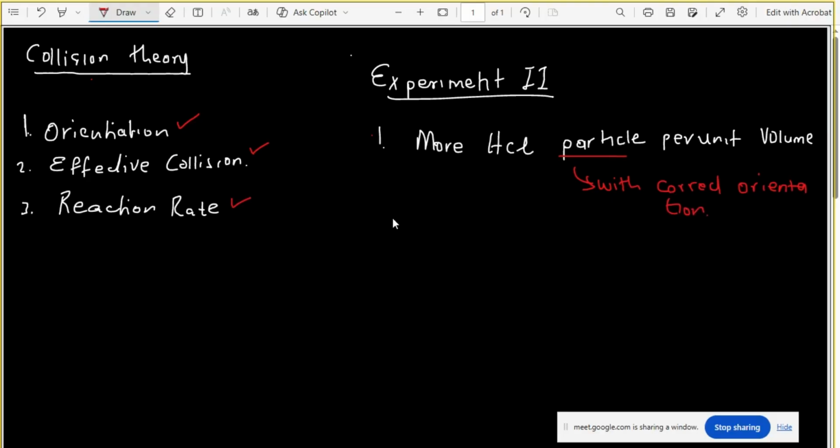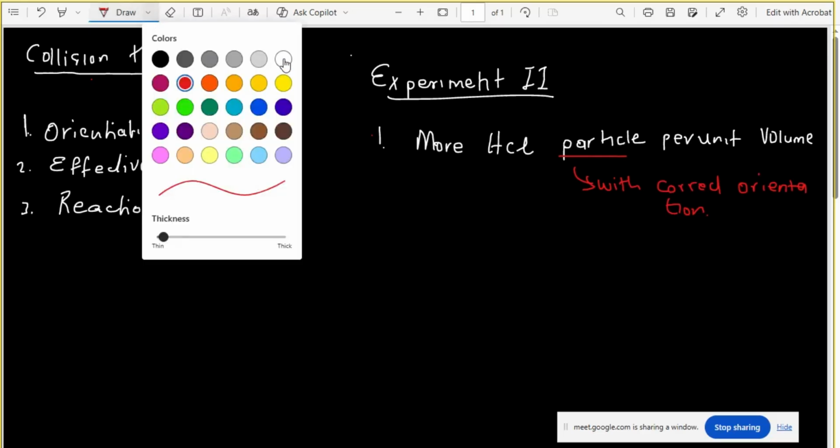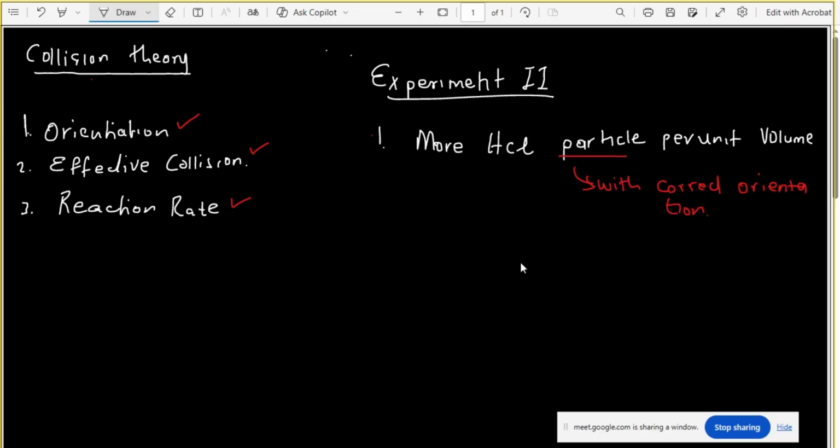So now, Emita, do you want to tell me what will happen next if we have more particles with correct orientation? What can we say about the effective collision? Sir? Listen, we are saying that there's more particles per unit volume. So this tells us that there's more particles with correct orientation. So more of HCl with correct orientation. So now, if there's more particles with the correct orientation, what will happen? What can you say about the effective collision?